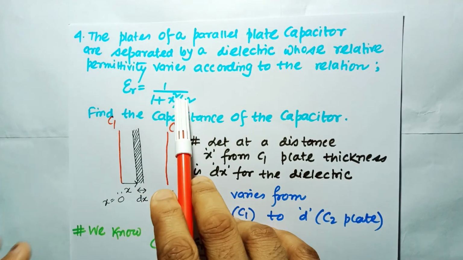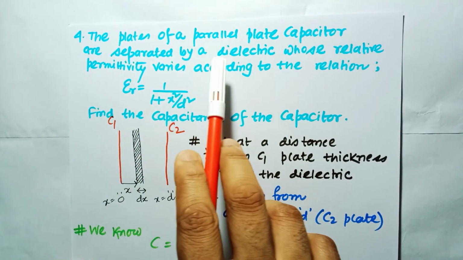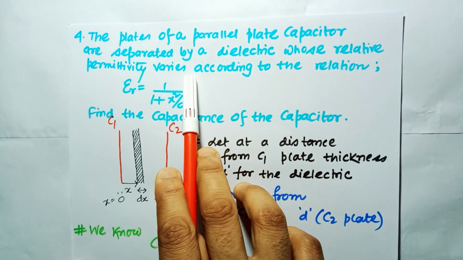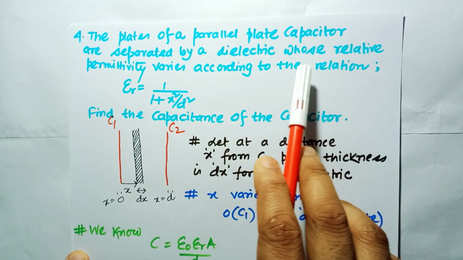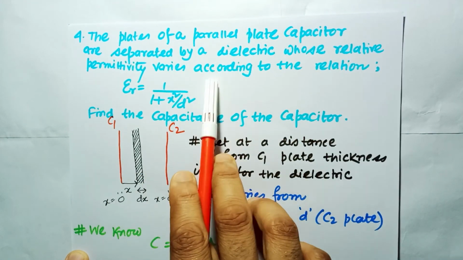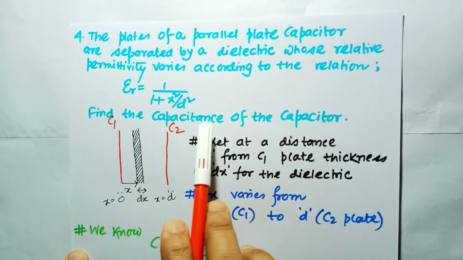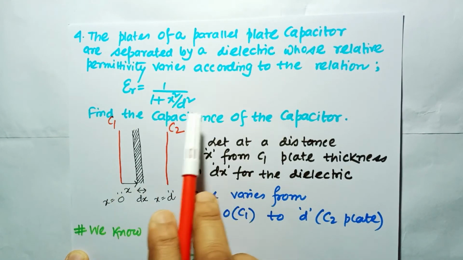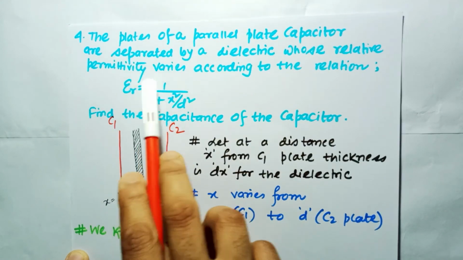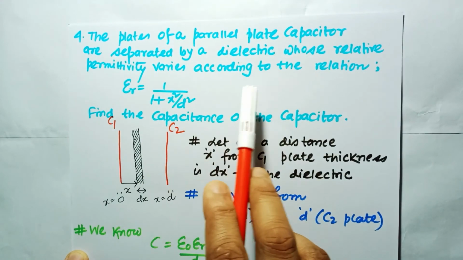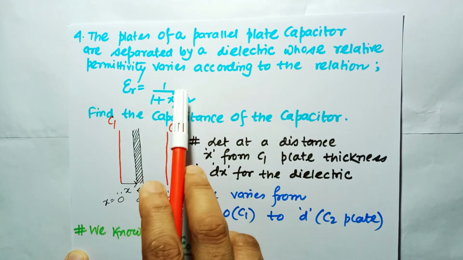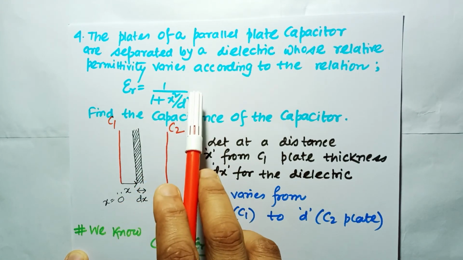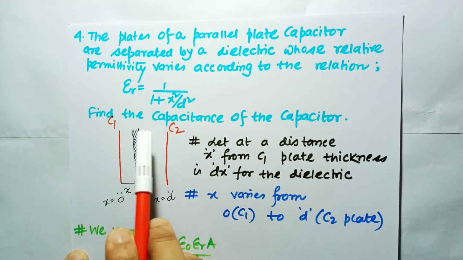It states that the plates of a parallel plate capacitor are separated by a dielectric material whose relative permittivity varies. So now the dielectric material doesn't have a fixed relative permittivity; it varies with the distance, according to the relation epsilon r is equal to 1 by 1 plus x square by d square. I need to find the capacitance of the capacitor.